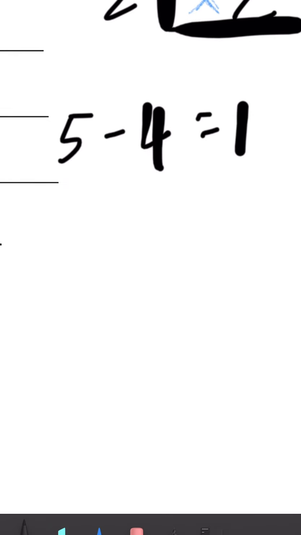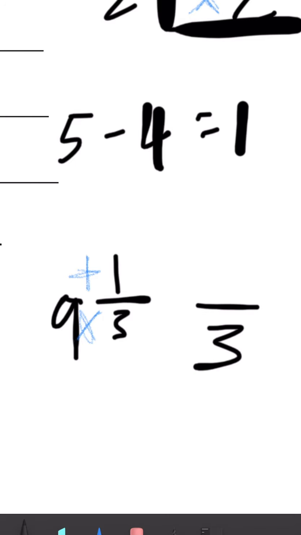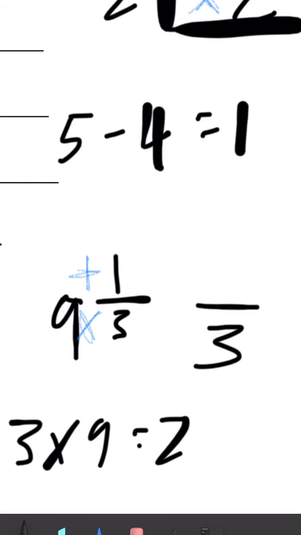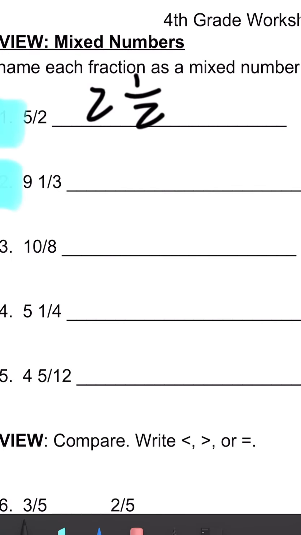So I'll do it down here. We want to turn this back to the unsimplified version. So in order to do that, we'll multiply this way, and we'll add this way. So 3 times 9, again, leave the denominator as is. 3 times 9 is 27, plus 1 is 28. So this is our new fraction, 28 over 3.